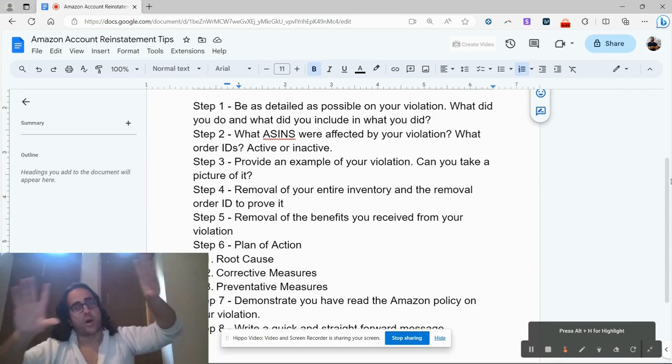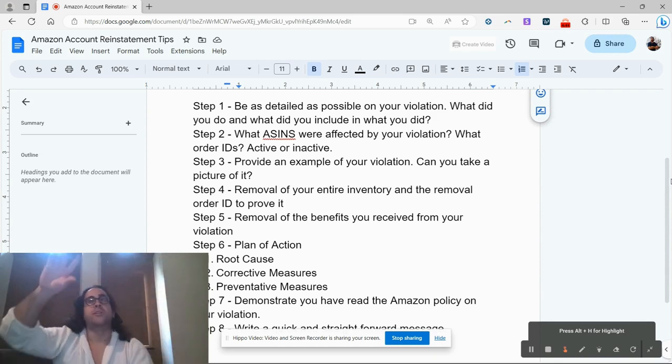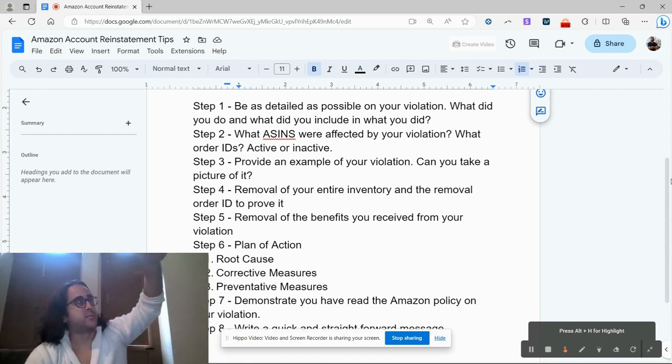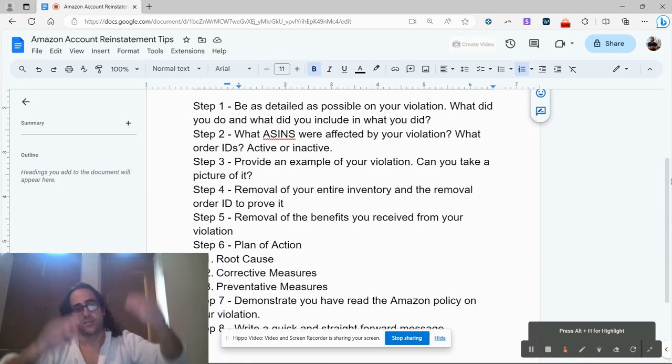What ASIN were you selling? What order IDs happened? If you can't get all of the order IDs, you should mention that. There were 100 orders and I can't get all the order IDs. These orders were from September 1st to October 1st. I don't know, something like that.